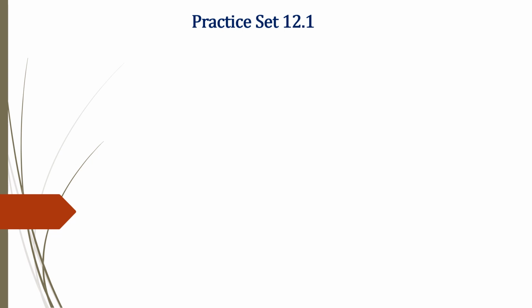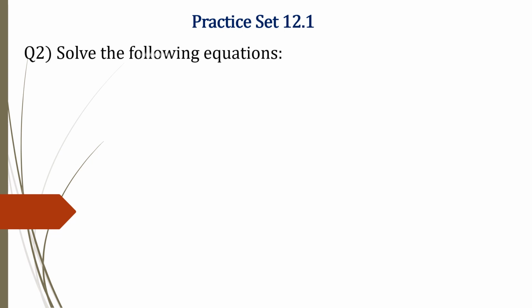So, exercise 12.1. Question number 2. Solve the following equations. We have to solve the equation and find the value of the variable. So, the first question is 17p minus 2 equal to 49.